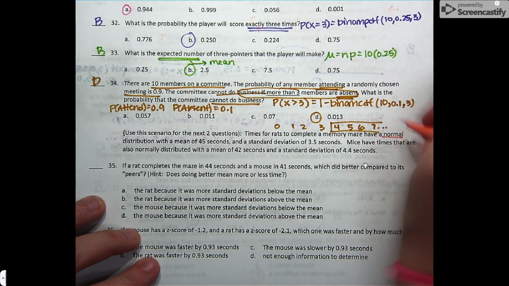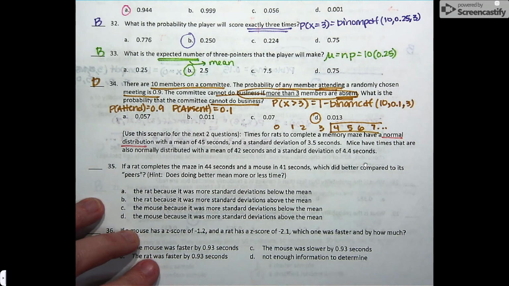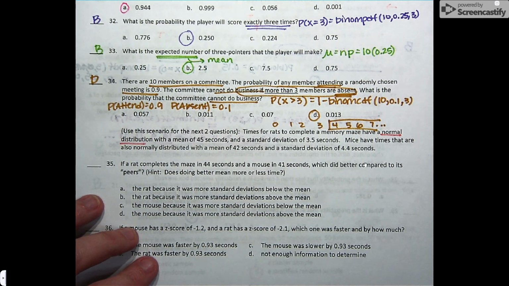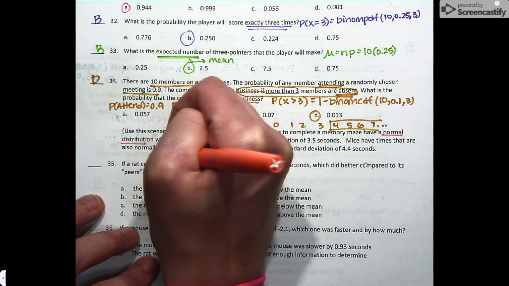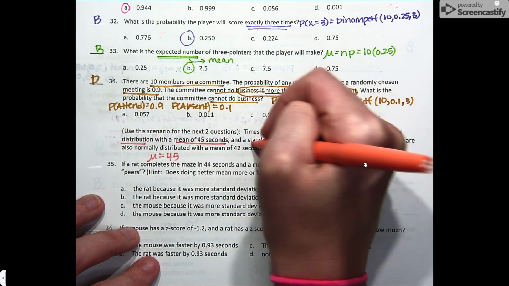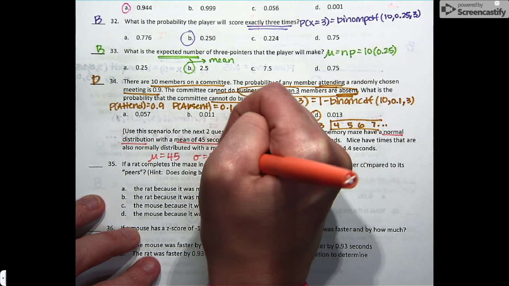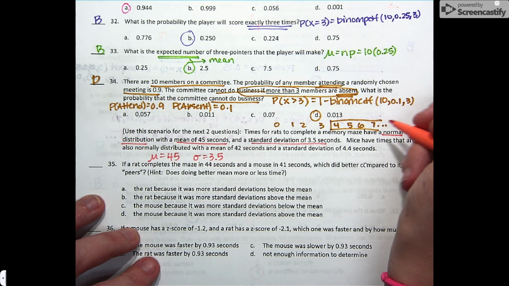Okay, so the next two questions, we have times for rats to complete a memory maze. They have a normal distribution, so we're switching gears here. This is not going to be binom CDF or PDF. This is a normal distribution. The mean is 45 seconds, so mu is 45, and the standard deviation is 3.5 seconds.